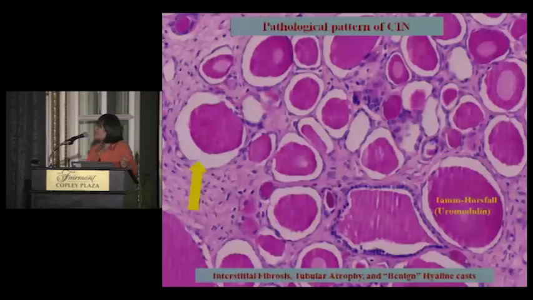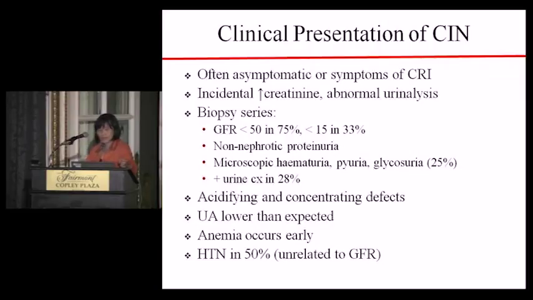Again, it has uromodulin protein deposited in tubules, has tubular atrophy indicated by the epithelial flattening, and collagen protein deposited in the interstitial space with much fewer infiltrating cells. This is a typical CIN pattern. Okay.